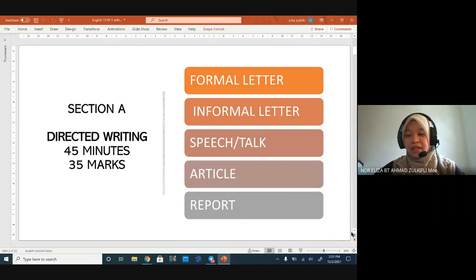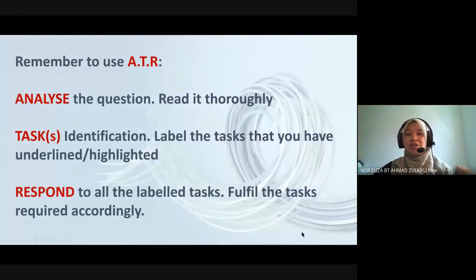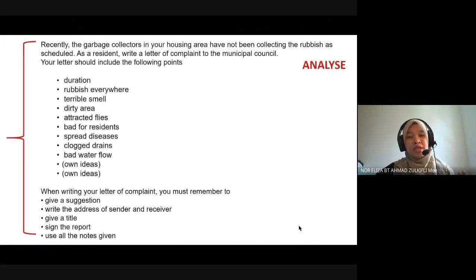Now, what I have here is, right. I would like to remind you to use ATR. What is ATR? ATR is what your teacher always tell you to read the question carefully and then underline the task, and then you have to answer the task. Okay. Remind yourself to practice this. Why? It will help you not to lose any marks.